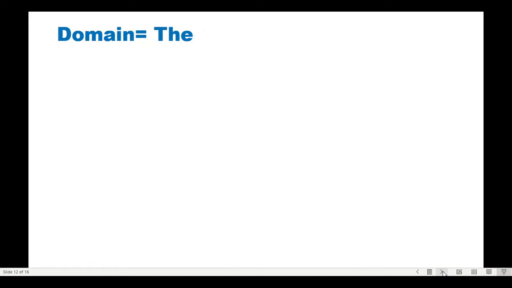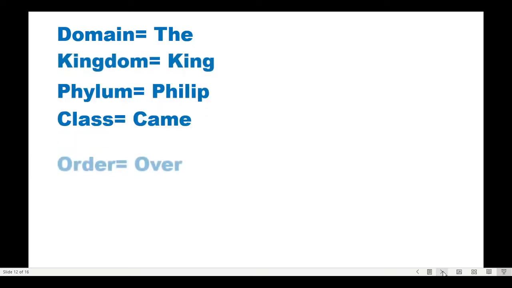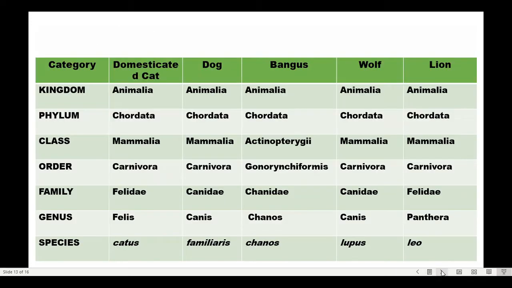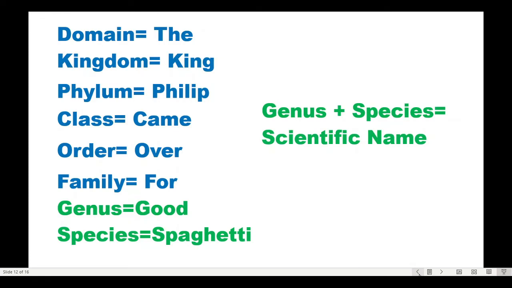So, para hindi natin makalimutan, alamin natin yung acronym na to. Okay? Flash ko lang lahat. Yan. So, domain, kingdom, phylum, class, order, family, genus, species. The King Philip came over for good spaghetti. Yun yung mga terms na kailangan nyo tandaan para makabisado nyo yung pagkasunod-sunod na mga yan.